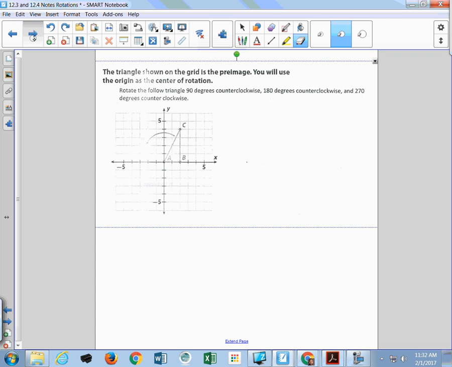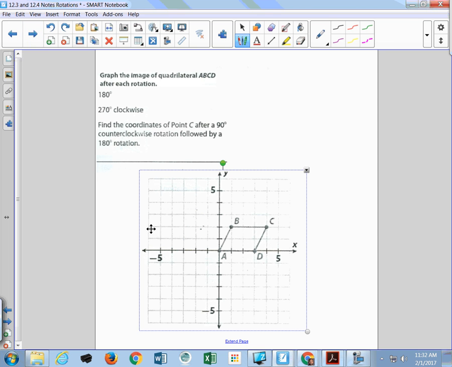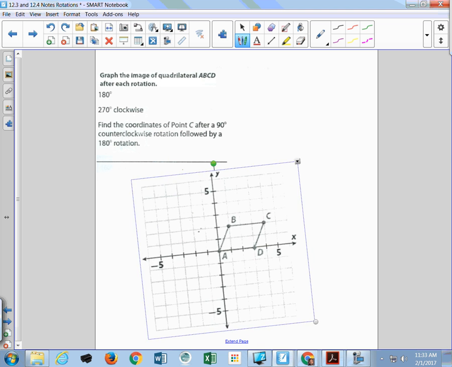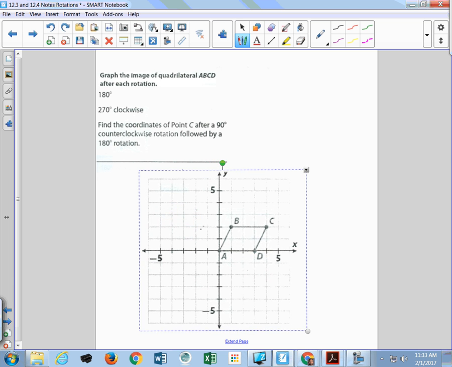So I'm going to show you an example here. Let's go to the next page. Sorry. All right, so I have A, B, C, D here. It wants me to graph this quadrilateral 180 degrees. I know I need to go 180 degrees. It doesn't matter which way I go, I can turn it right or rotate it left. Let's say we're going to go 180 clockwise, so I need to turn my paper that way.